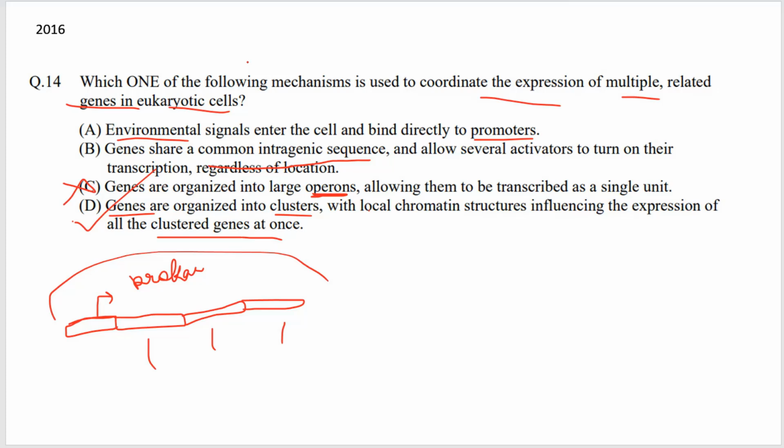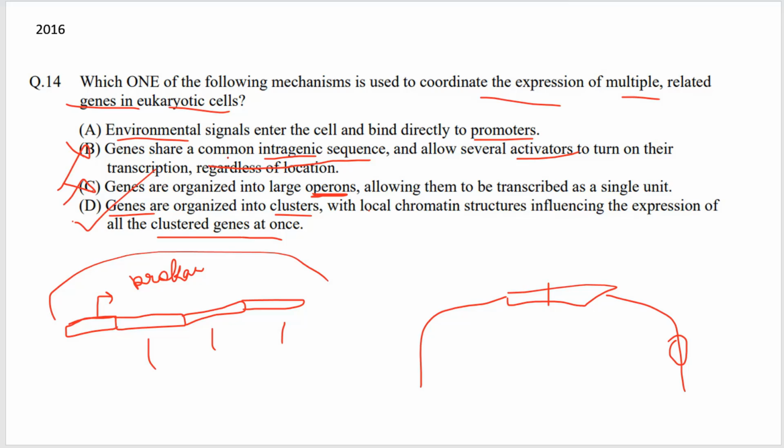I am neglecting the other options. The second option says genes share a common intragenic sequence and allow several activators to turn on their transcription. Activators normally do not occur inside an intragenic sequence. They are several bases upstream or downstream of the gene. If we have a gene over here, then the activator will bind several bases upstream or downstream. It will not bind to any intragenic region. So I am neglecting this option.